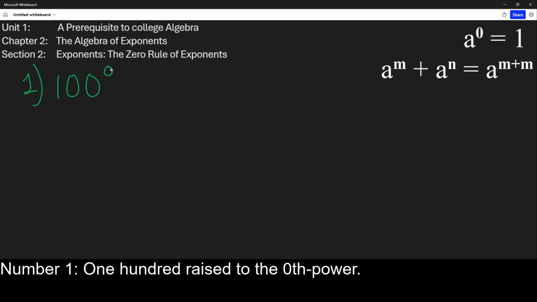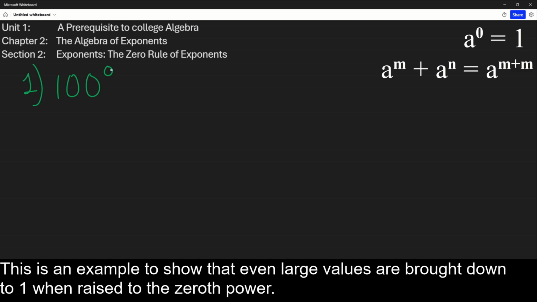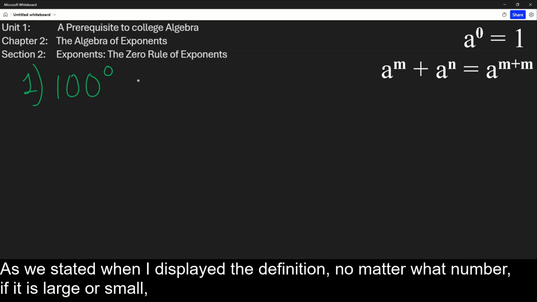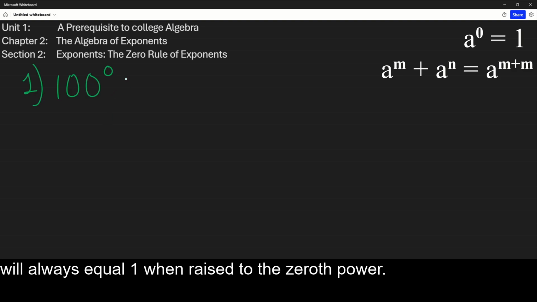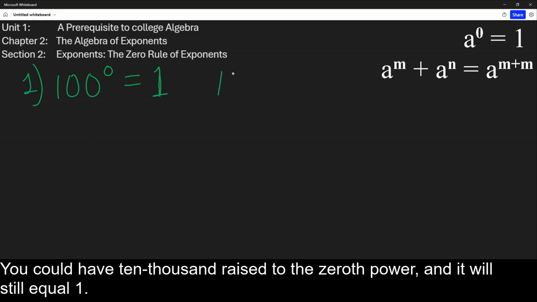Number 1, 100 raised to the 0th power. This is an example to show that even large values are brought down to 1 when raised to the 0th power. As we stated when I displayed the definition, any number, whether large or small, will always equal 1 when raised to the 0th power. You could have 10,000 raised to the 0th power, and it will still equal 1.